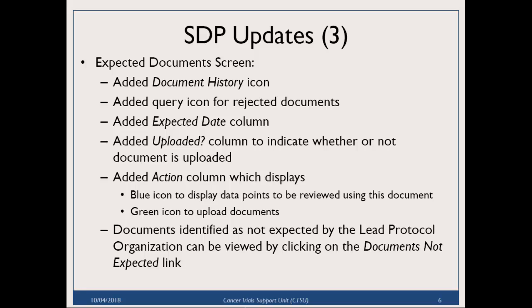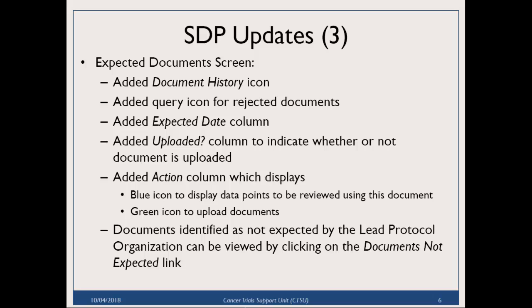There were a few additions to the expected document screen, and that includes a document history icon that appears for documents that have been uploaded. There's a question mark icon that appears for documents that have been rejected, and that displays the reason for the rejection. There's an expected date column that's been added. An uploaded column now indicates whether or not the document's been uploaded. There's an action column that displays a blue icon that indicates the data points that are to be reviewed using that document that's being uploaded, and a green icon that can be used to actually upload the documents on that screen.